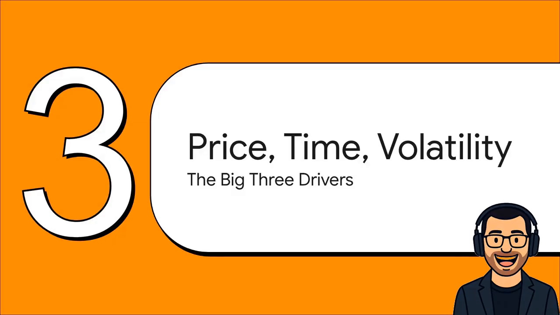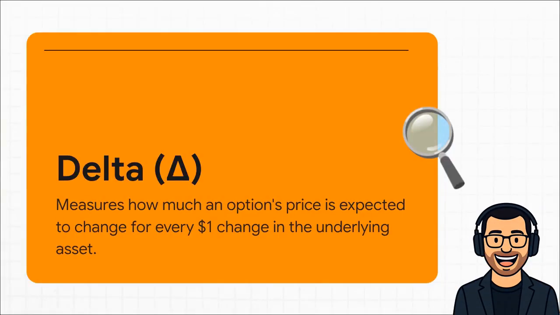Okay, let's dive into the big 3 drivers: price, time, and volatility. These are the main gauges you'll be looking at constantly. They have the most powerful, most immediate impact on your options price. First up, we've got Delta.